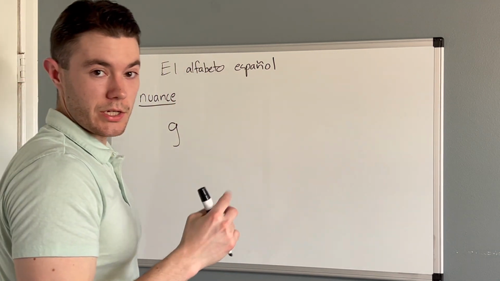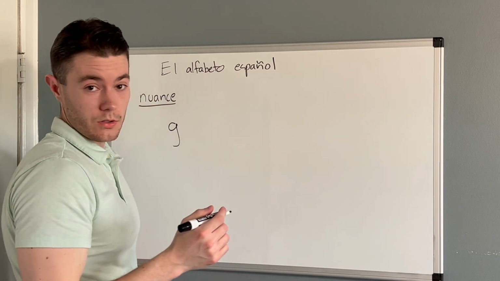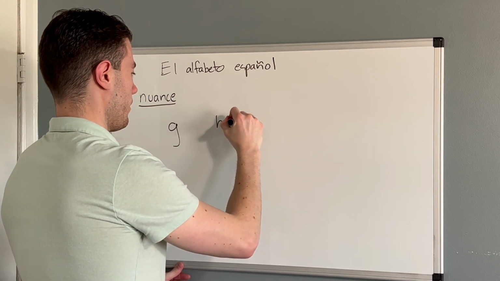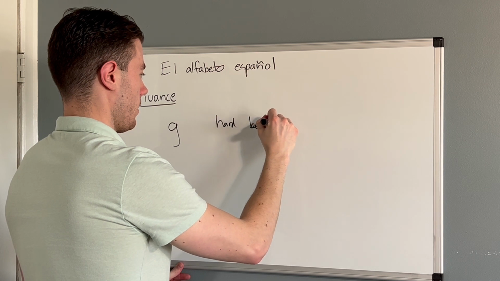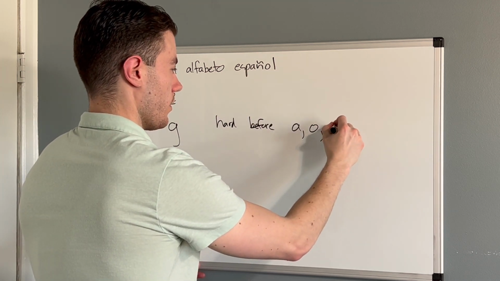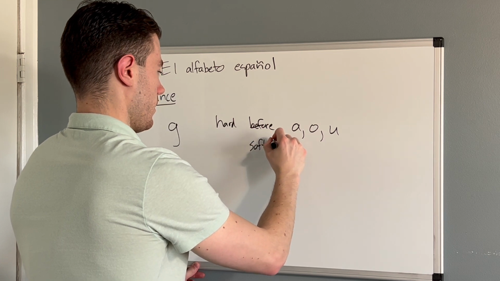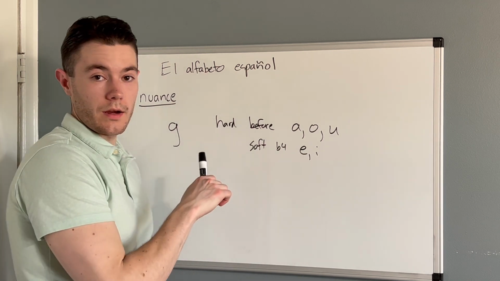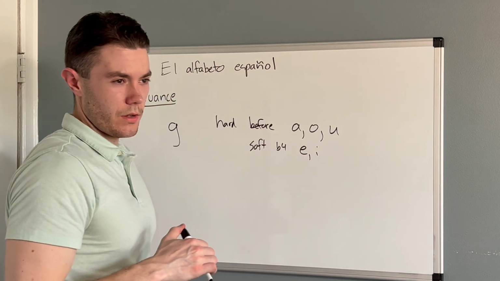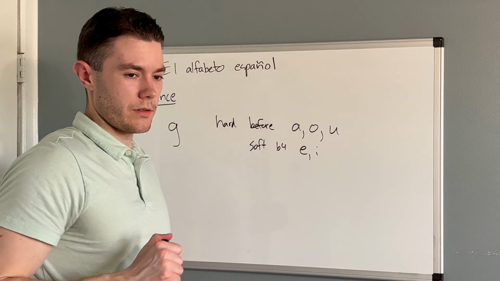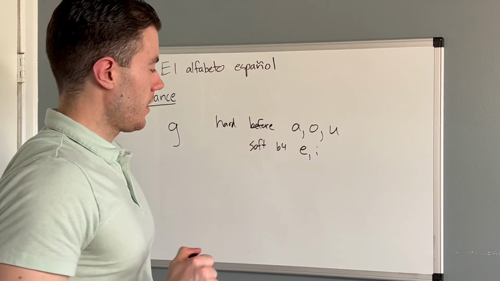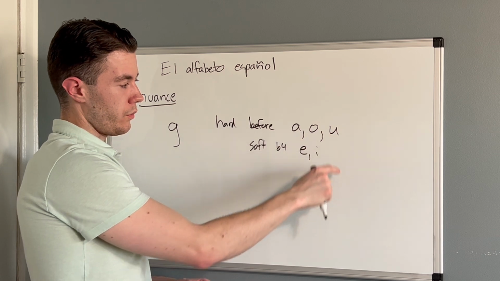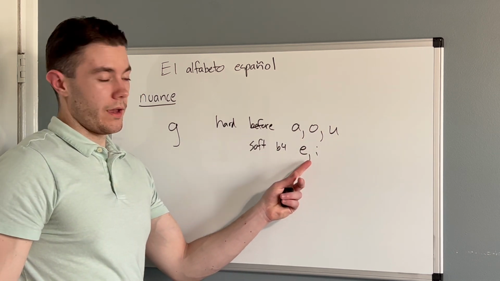Next thing is that the G can make two sounds. Sometimes it's soft, sometimes it's hard. It is hard before A, O, and U, and it is soft before E and I. Hard is pronounced like the English G sound. Well, it's also soft and hard in English. Sometimes it's like a J in English, soft. But it's hard in front of A, O, and U. And then it's always soft before E and I.